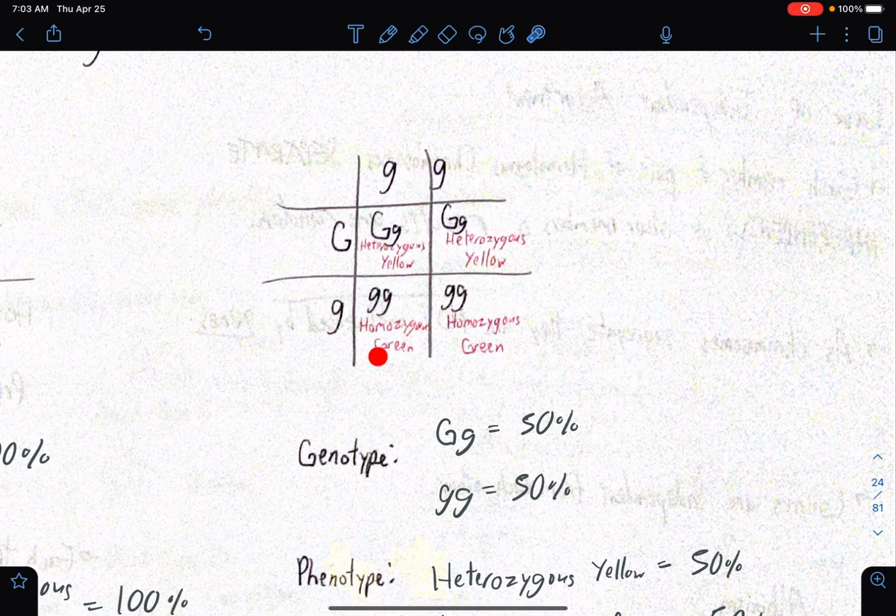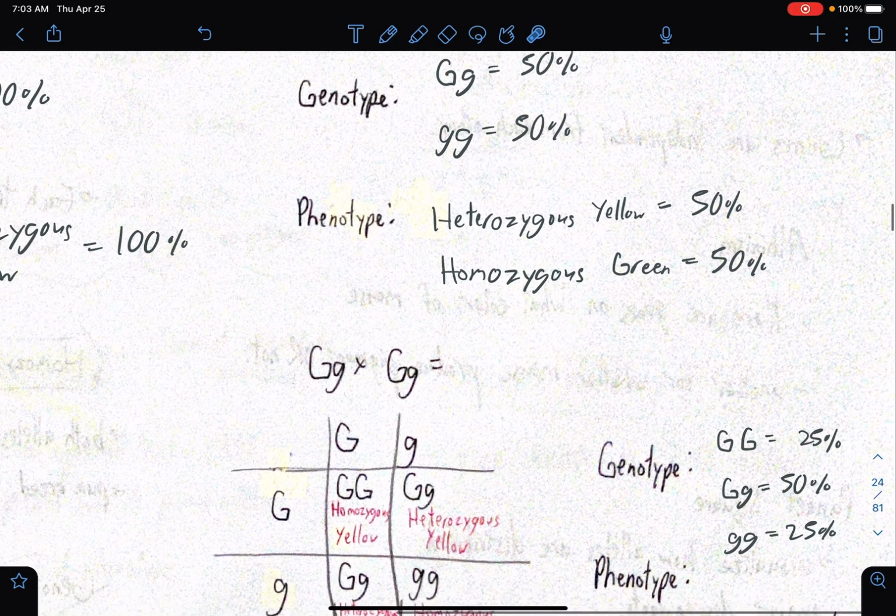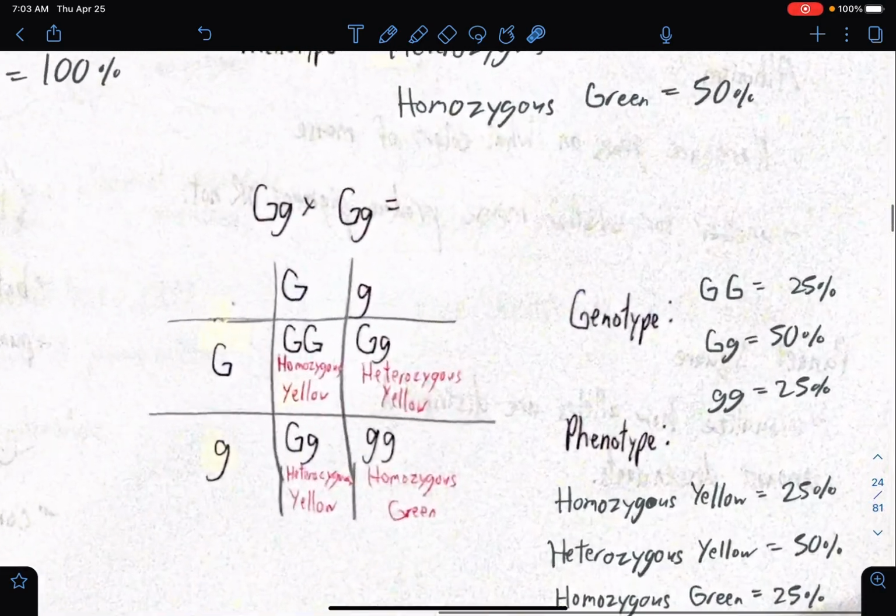The small g is for green, and since it's both small letters g, then it's homozygous, and yeah, it's green. What is the phenotype? So we have these two for the genotype. Capital G small g is heterozygous yellow, and small g small g is homozygous green. And we write the percentages again. Okay, what's the other one?